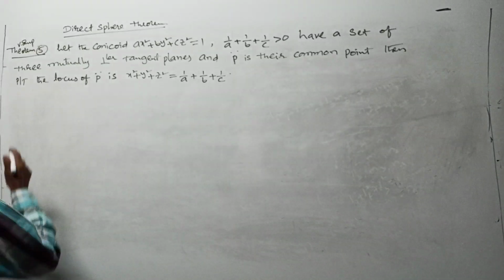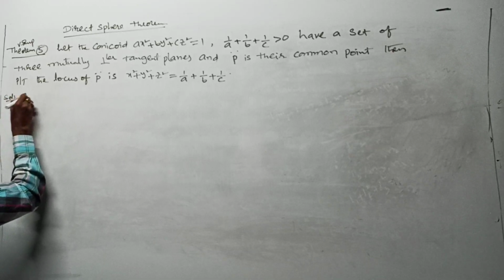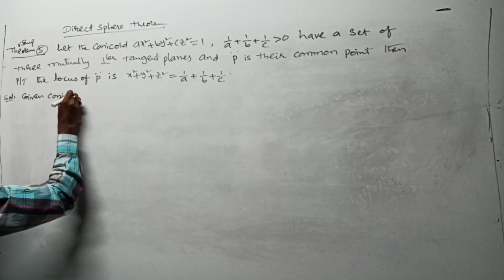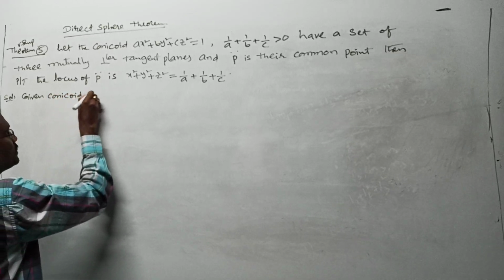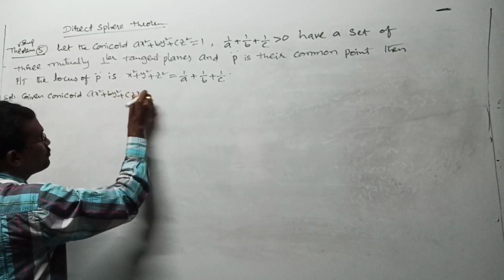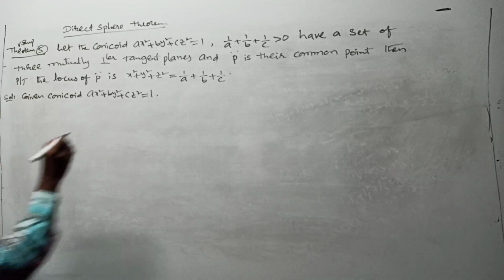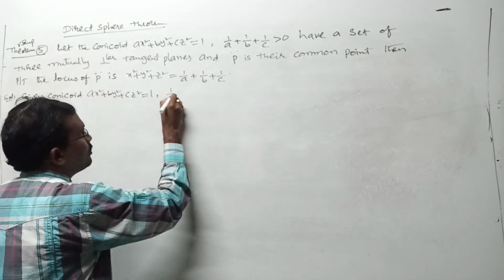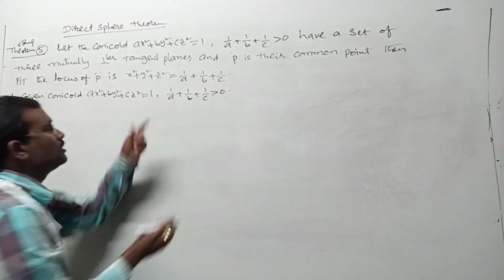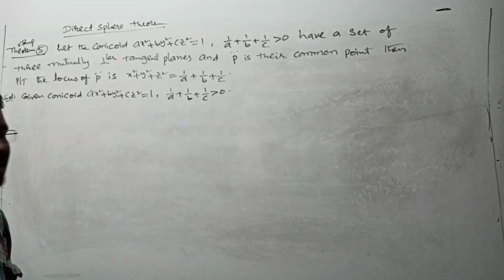First take your given conicoid: ax square plus by square plus cz square is equal to 1. Keep that result aside. Here one condition is always there: 1 by a plus 1 by b plus 1 by c is greater than 0. This total sum should be greater than 0. That is the condition.